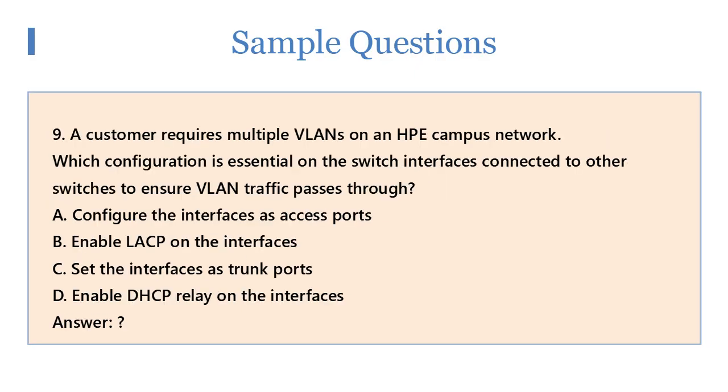9. A customer requires multiple VLANs on an HPE campus network. Which configuration is essential on the switch interfaces connected to other switches to ensure VLAN traffic passes through? A. Configure the interfaces as access ports. B. Enable LACP on the interfaces. C. Set the interfaces as trunk ports. D. Enable DHCP relay on the interfaces.